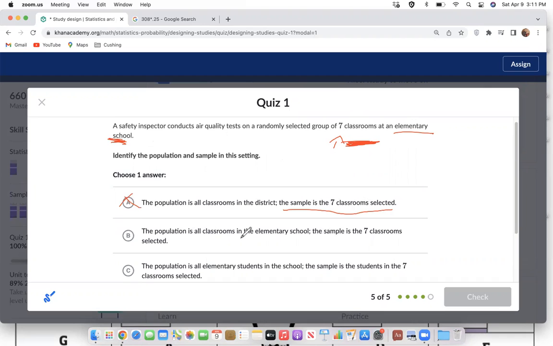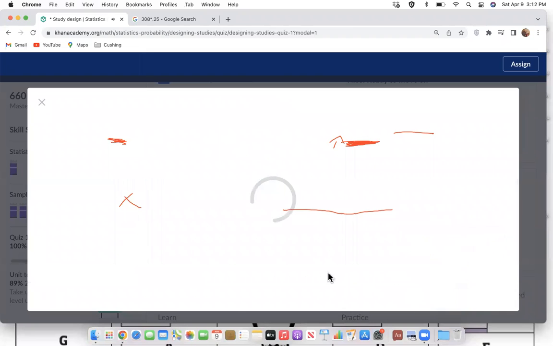B says the population is all classrooms in the elementary school. That is the same thing I just said. And the sample is the 7 classrooms selected. I like that one. And C, the population is all elementary students in the school. The safety inspector is not randomly picking students. They're randomly picking classrooms in a school. So that's why I like B more than C. And the sample is 7 classrooms. C is saying that the sample is the students in the 7 classrooms. B is the more correct answer here. I'm going to go with B.